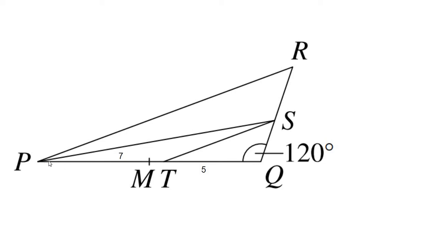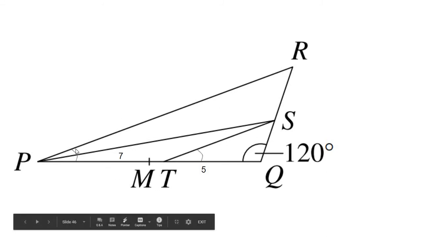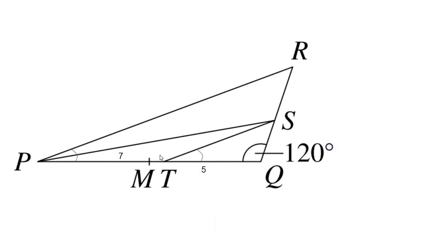Now, because PM is 6 and MT is 1, we can add the two values to get PT, which is 7. Now, we know that PR and TS, or ST and PR, are parallel. So what can we do with that? We have these two angles, STQ and RPT, and they both are congruent because they're corresponding angles from parallel lines.